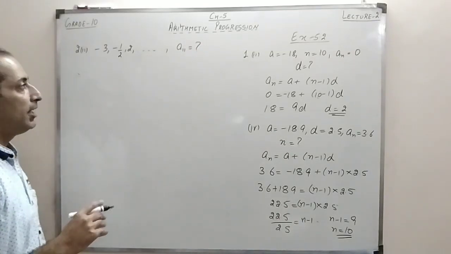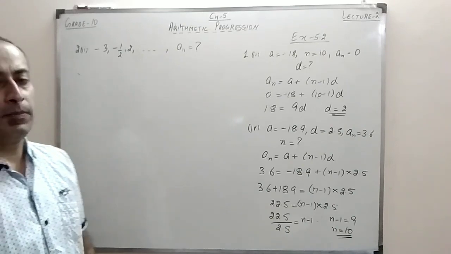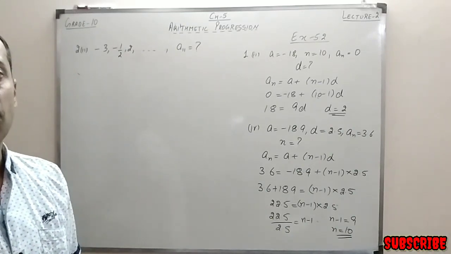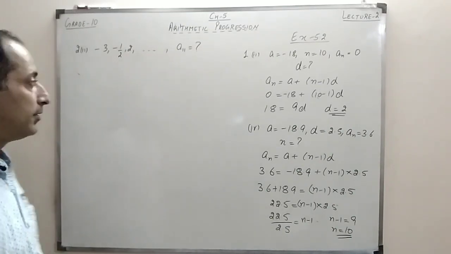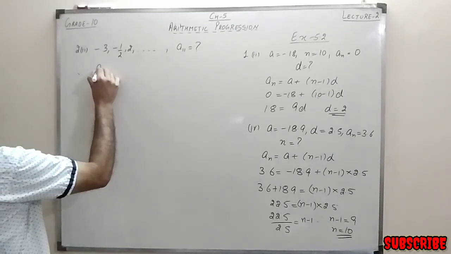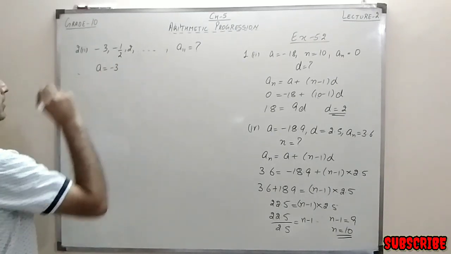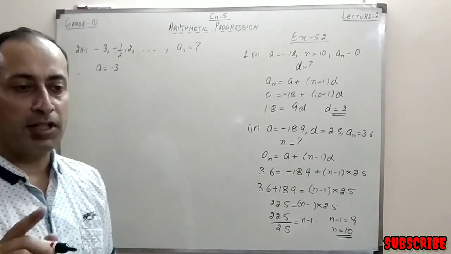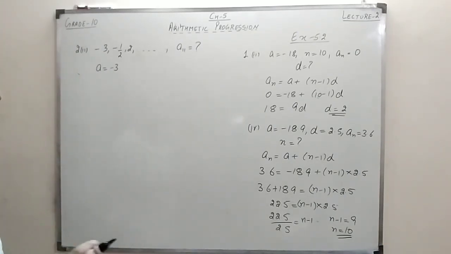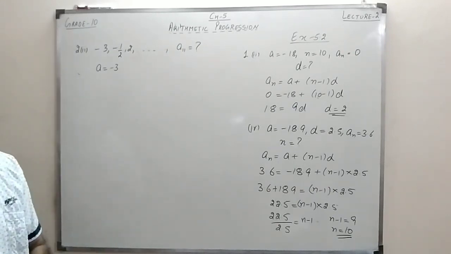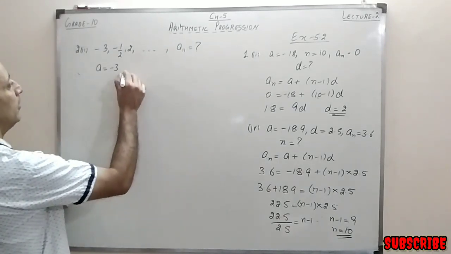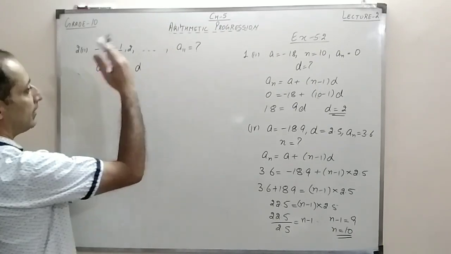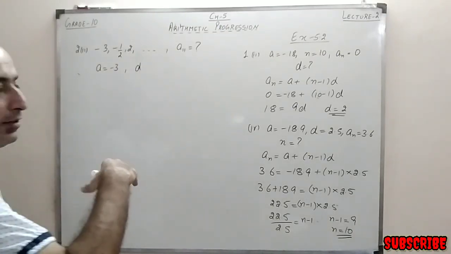Now, whenever the AP is given, you can write the first term and the common difference. So the first term here would be minus 3. Now finding d is a little bit tricky. Why? Because there are negative terms in the AP. So be careful, because whenever we find d, we take the next term and subtract the previous term.